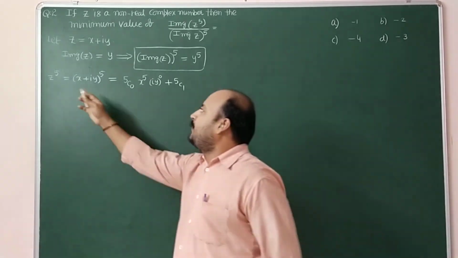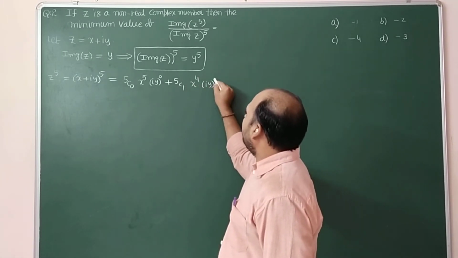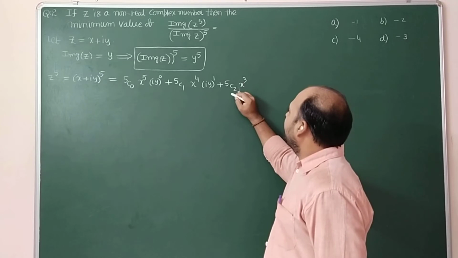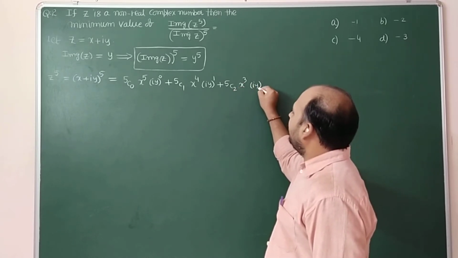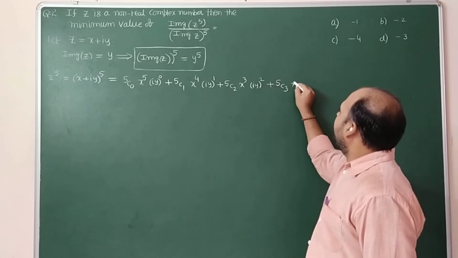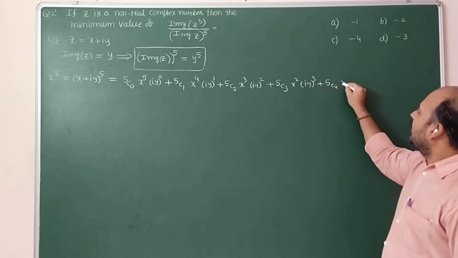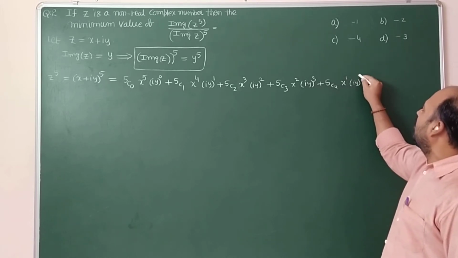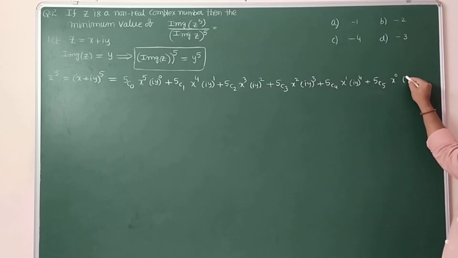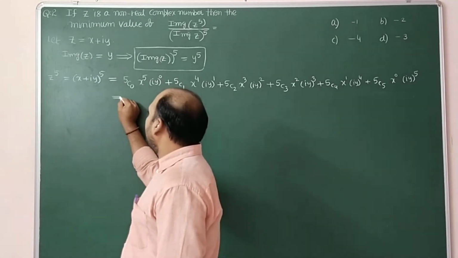After that, the imaginary part of z power 5 we can calculate. So 5C1 x power 4 (iy) whole power 1, plus 5C2 x power 3 (iy) whole power 2, plus 5C3 x square (iy) whole power 3, plus 5C4 x power 1 (iy) whole power 4, and the last term 5C5 x power 0, anything power 0 is 1, (iy) whole power 5.